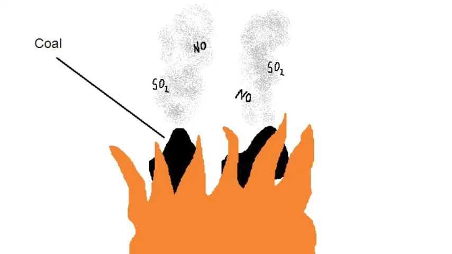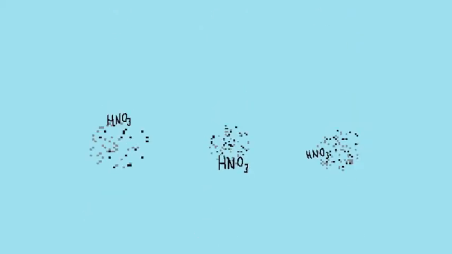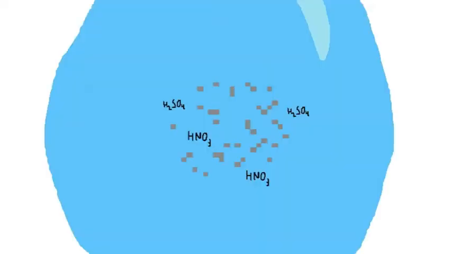Fossil fuel combustion releases nitrogen into the atmosphere in the form of nitric oxide. Nitric oxide is oxidized by atmospheric molecules like ozone and hydrogen dioxide. This forms nitrogen dioxide, which reacts with OH in the atmosphere to form nitric acid. The sulfuric acid and nitric acid are the main ingredients that cause rain to become acid rain.